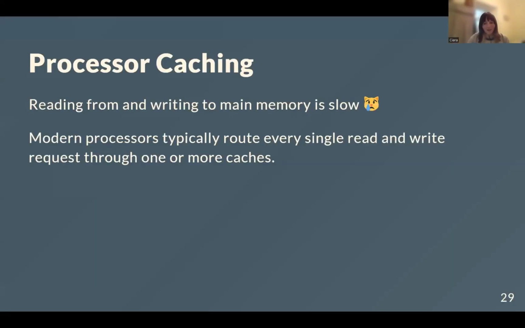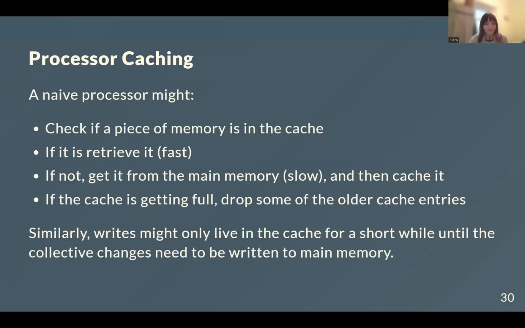All right, which brings us on to the next section, which is processor caching. Reading from and writing to main memory, in the context of the Rust and C++ world, is generally considered slow. And modern processors typically, instead of reading and writing directly to memory, will have one or more caches in between the memory and your process.